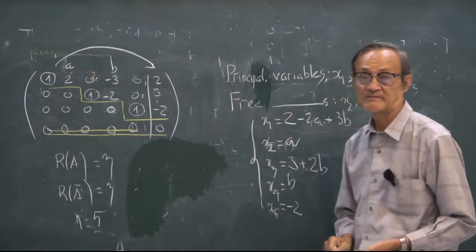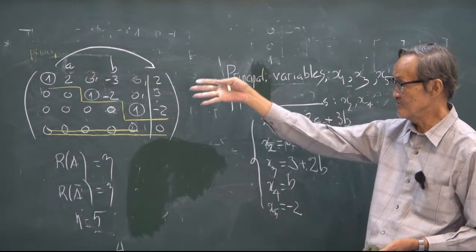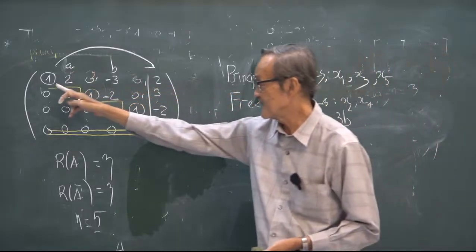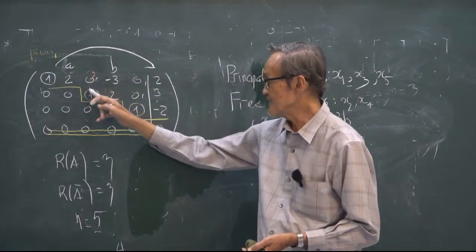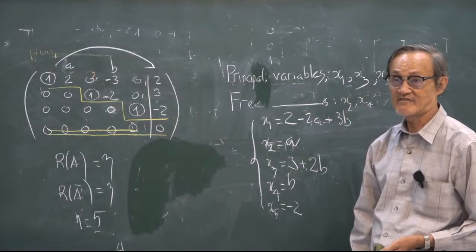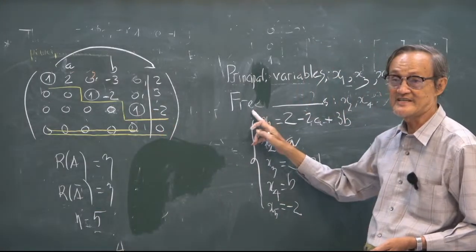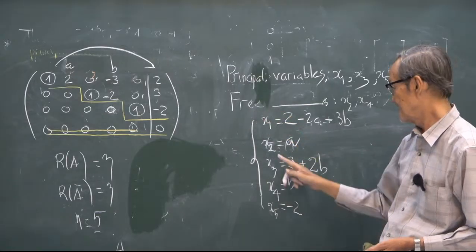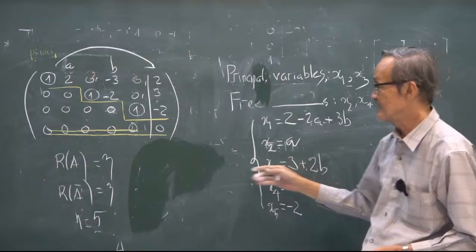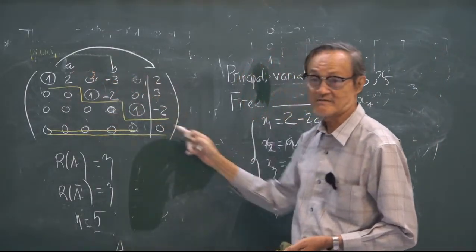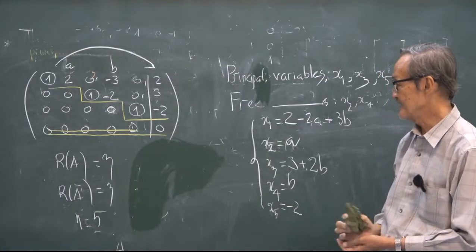Do you understand? Main principle: variables corresponding to pivots, x1, x3, x5, are principal, and the other variables are free. They can take any values: x2 is a, and x4 is b. Okay?